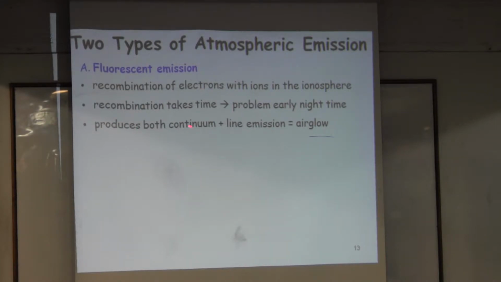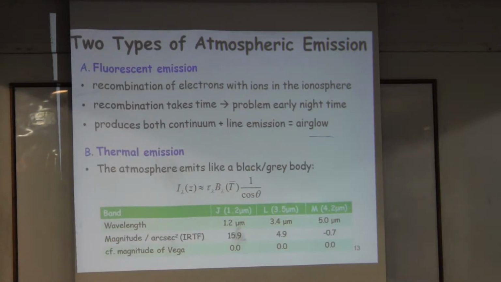So these ions produce both continuum emission and line emission, but altogether it's called airglow. So that's sort of the sky is not dark. It glows slightly and mostly at short wavelengths.